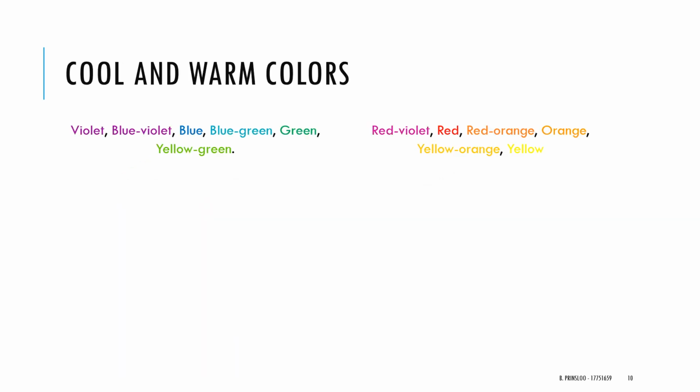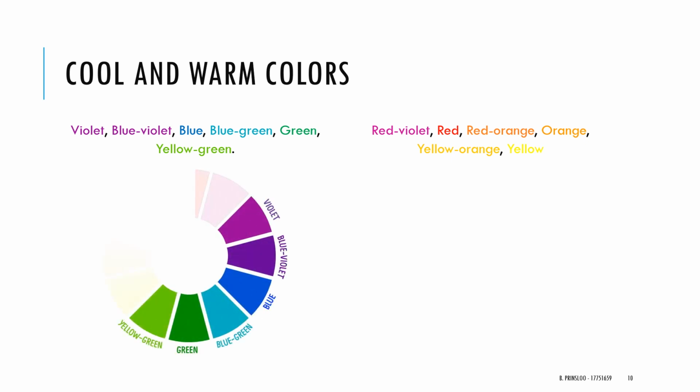Cool and warm colors. The cool colors are violet, blue-violet, blue, blue-green, green, and yellow-green. To help you remember the cool colors, think about when it's cold and it's winter. You see all the snow, you think of the ice, which is sometimes blue. You can remember the cool colors by thinking about winter.